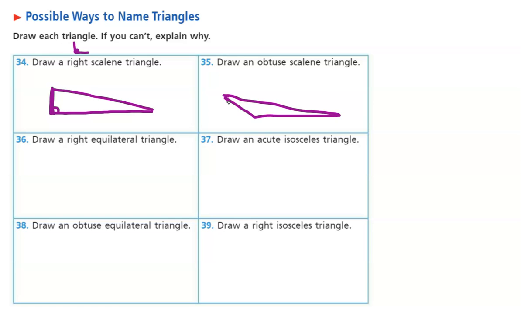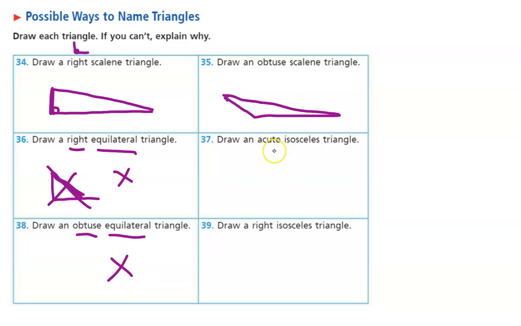Now, I want to show you, in the interest of time, here where it says a right equilateral triangle. That's not something that you can draw. If I were to draw a right angle, I can't then connect this in any way where all three of my sides would be the same. So that one doesn't work. And I also can't do an obtuse equilateral triangle. That is not a triangle that I can draw.